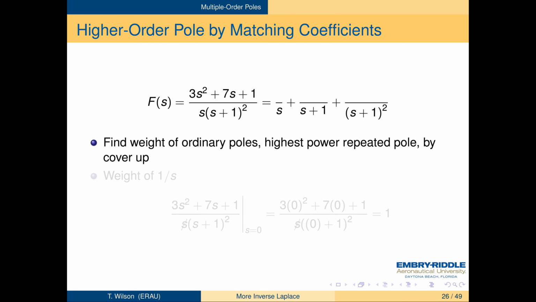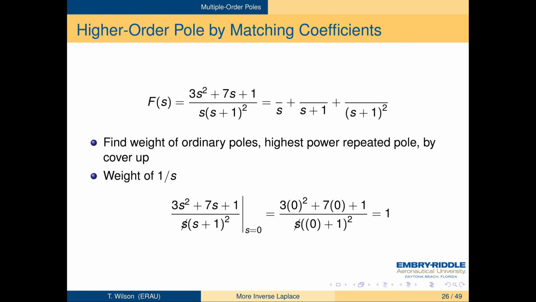We write our partial fractions as the usual sum of terms, but this time, since we have a double pole at s equals minus 1, we include both something over s plus 1 and something over s plus 1 squared terms. We find the weights of the ordinary pole and the highest order pole by covering up. First, to find the weight of the 1 over s term, we cover up s in the denominator and then evaluate what's left at s equals 0, leaving us with 1. We put that as the weight of 1 over s in our partial fraction.